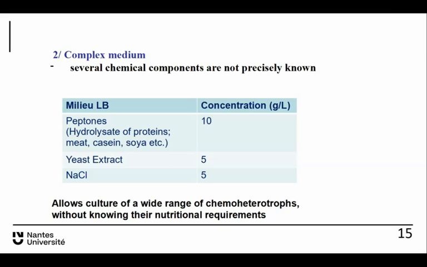Okay, so a complex medium is just useful to allow you to start cultivating a wide range of chemoheterotrophs without really knowing what they need precisely, okay? So not all bacteria will grow on this, but as long as you don't have any specific particular nutritional requirement, many bacteria can grow on a complex medium like this.